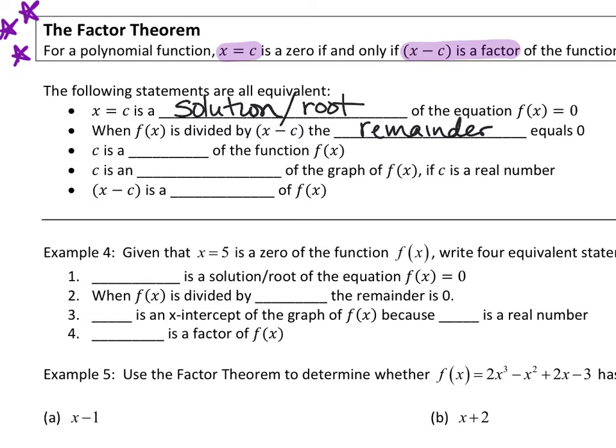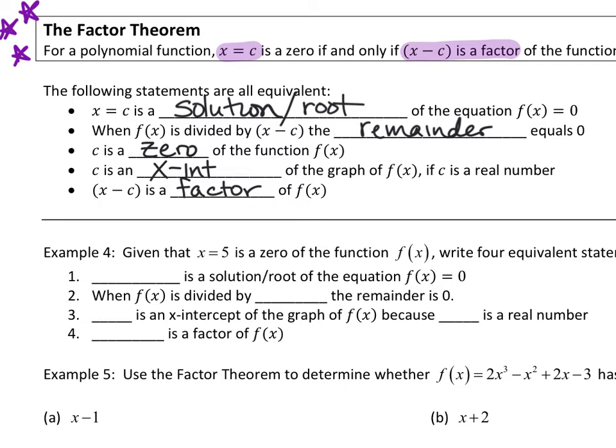So if you get a remainder of 0, it's a factor. We then also call c a 0 of the function, which then means that at the value c, that's where the graph crosses the x-intercept, or the x-axis, if c is a real number, because it could be an imaginary number, which we'll deal with later. And x minus c, that little thing in parentheses, is considered a factor of f of x. If you know one of these 5 bullet points, you know all 5.